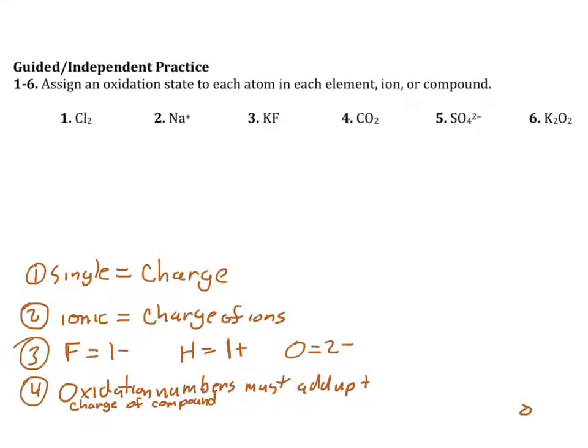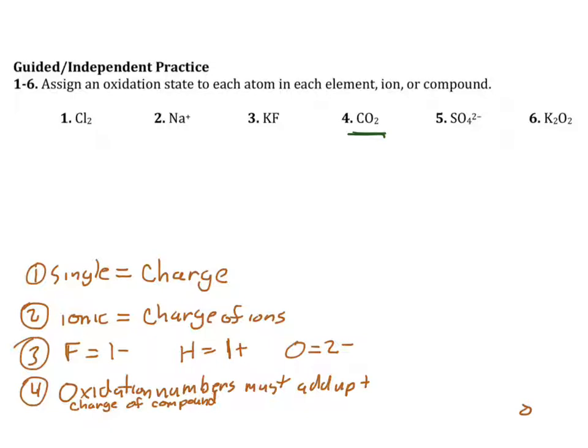So what we're going to do now is practice assigning oxidation numbers to elements within compounds. When we're talking about an oxidation number, we're talking about a specific element. Each element will have an oxidation number. For example, if we take a look at CO2 here, the carbon will have an oxidation number and the oxygen. The overall substance itself is not what we're assigning the oxidation number to, it's each element.